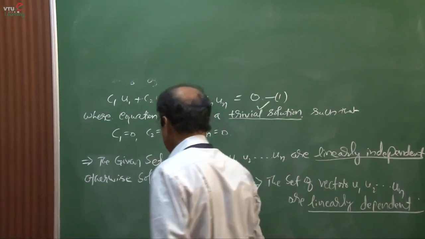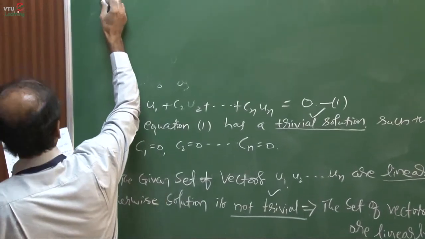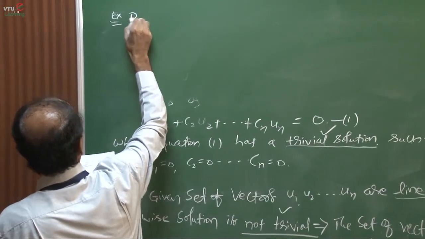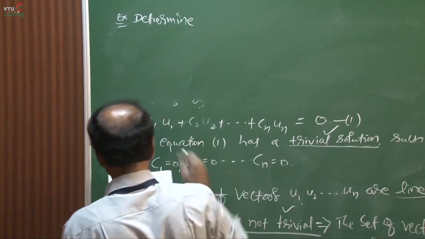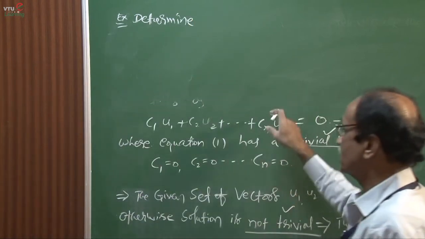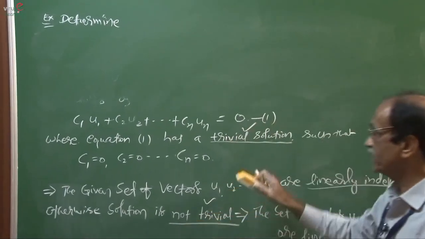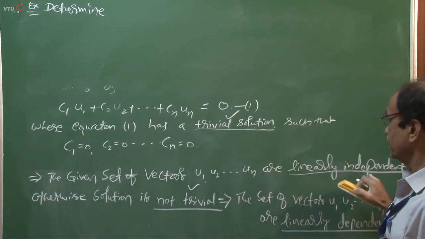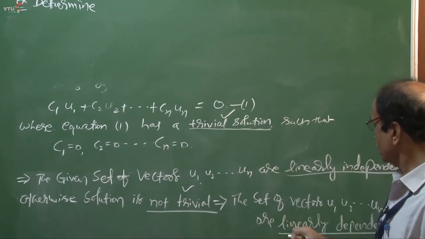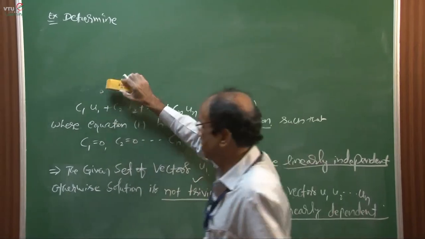The problem on this concept is: first you have to learn the definition, because you have to understand this definition before I prove it. Once again I repeat, this is a trivial solution, linearly independent; not a trivial solution, that is linearly dependent. I will prove that concept in the example.